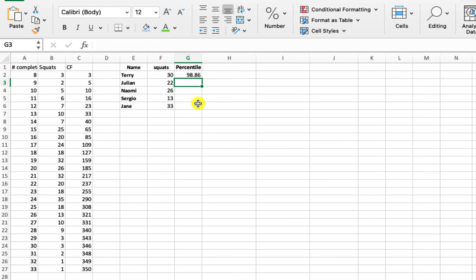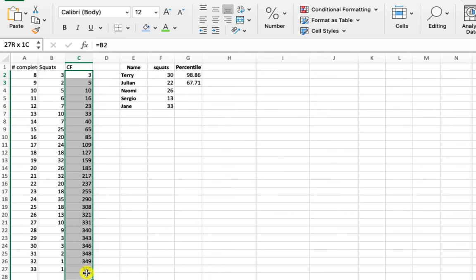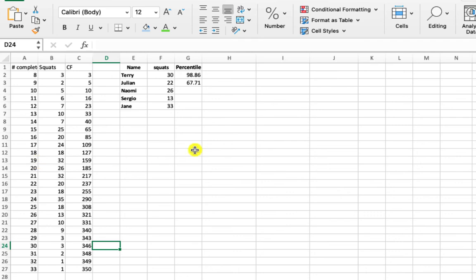Then let's do one more example just for the sake of practice. Again, we can say equals. We look at 22. We find that in our column of how many squats were completed, find the cumulative frequency at that, divide by our sample size, and multiply by 100. Easy peasy lemon squeezy. And this is how we calculate exact percentiles using a cumulative frequency column with discrete data in a simple frequency distribution.